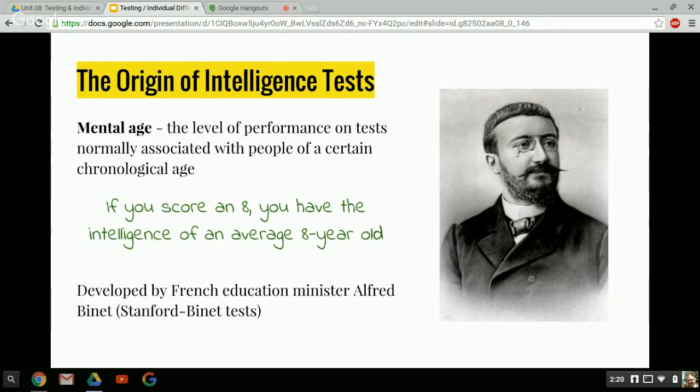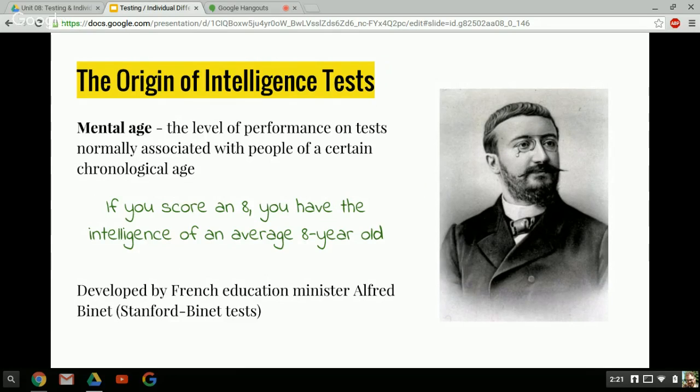This was originally developed by an education minister in France whose name was Alfred Binet. Binet's concepts ended up being so influential that they're still used today, actually, in what is called Stanford-Binet tests. And those are the most common types of IQ tests that are in existence. We'll talk a little bit more about that in a second.